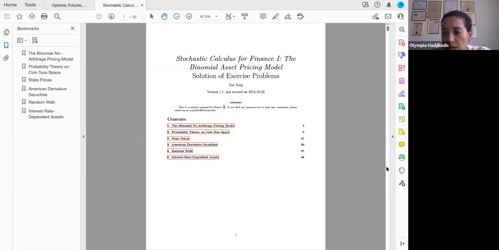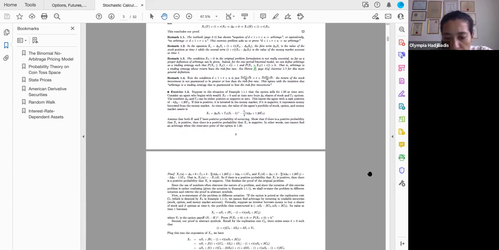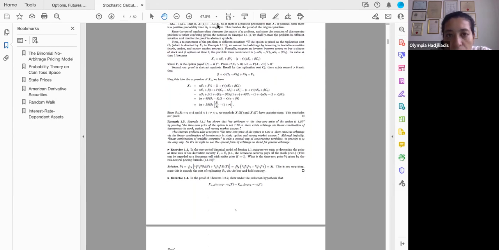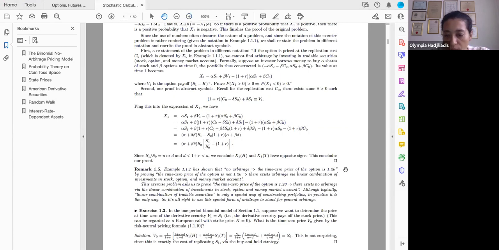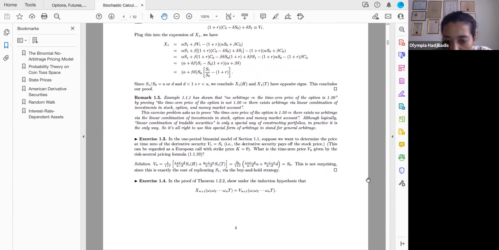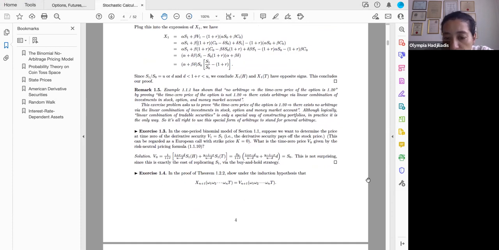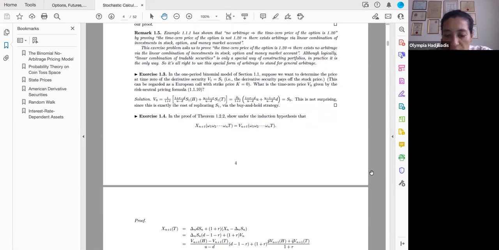So this is the binomial asset pricing model, and we're going to go through the exercises. Exercise 1.4. In the proof of Theorem 1.2.2, show that under the induction hypothesis that X_{n+1}(ω1...ωn T) is V_{n+1}(ω1...ωn T).